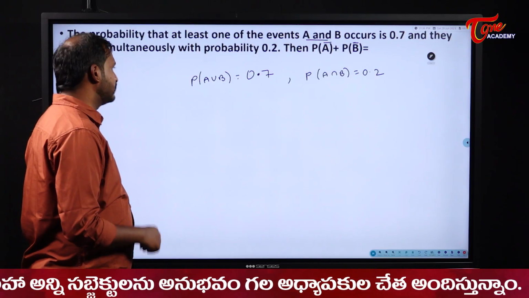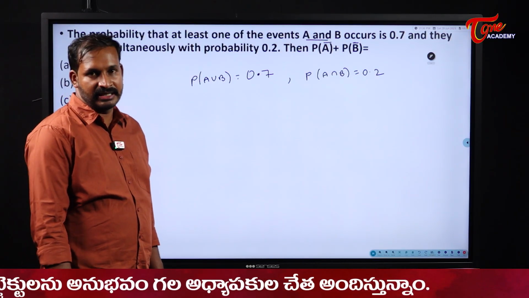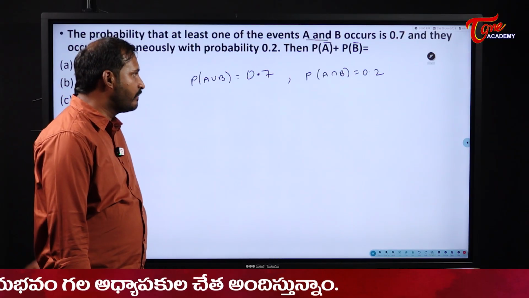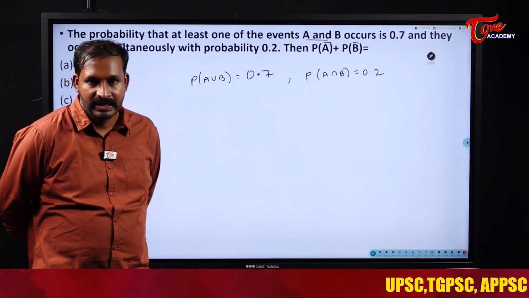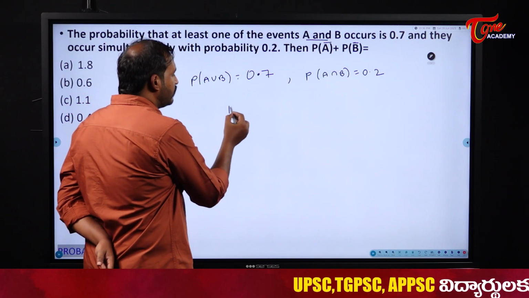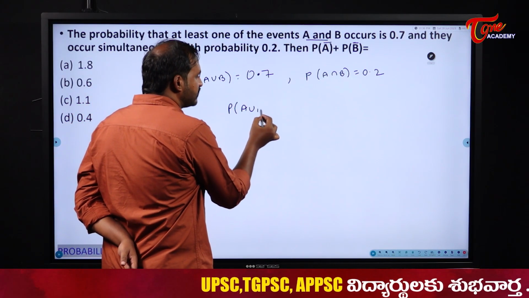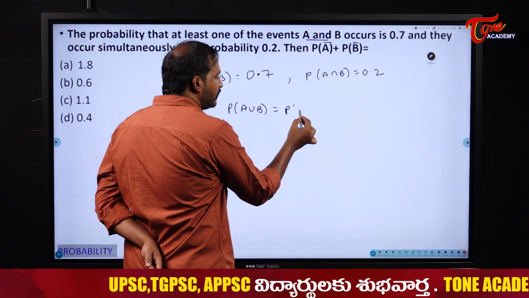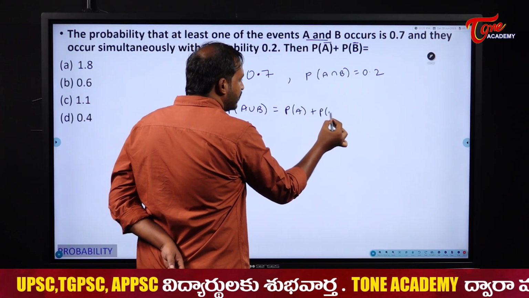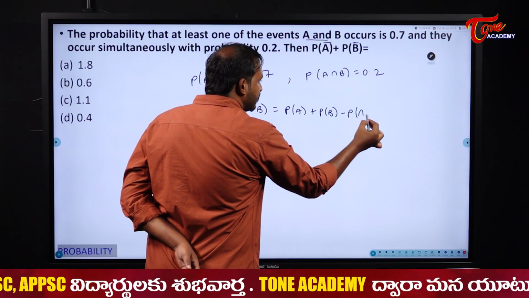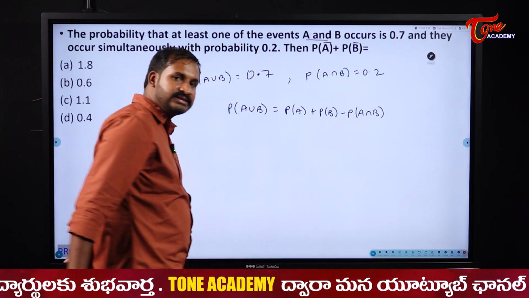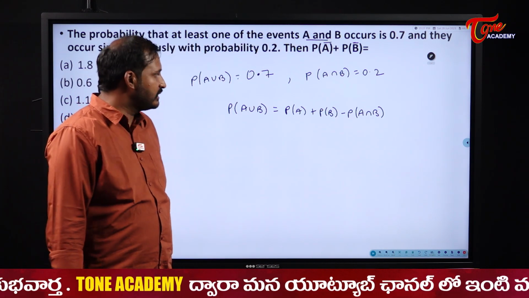They are asking us the probability that neither of the events occurs. First of all, how will you find the probability? Generally, what is the formula for A union B? Probability of A plus probability of B minus probability of A intersection B. Right? This is the thing which we generally do.